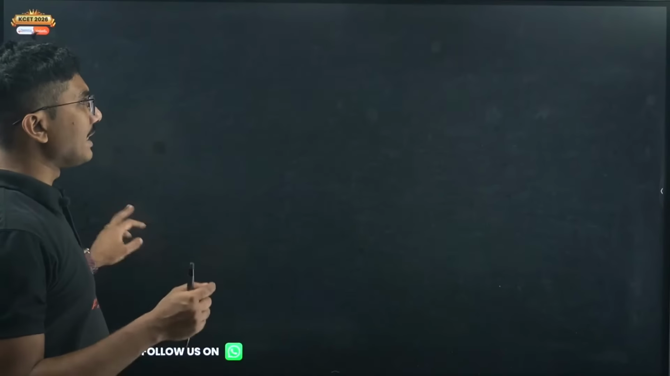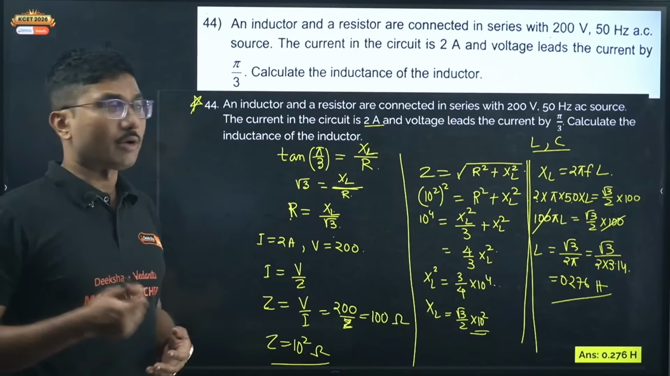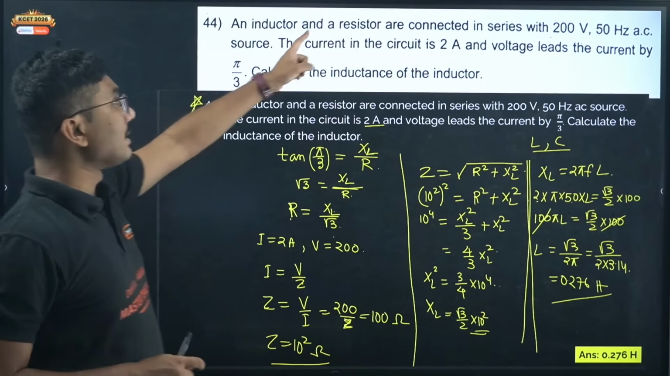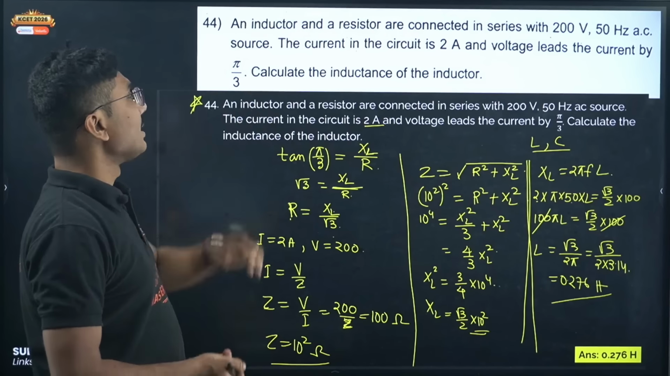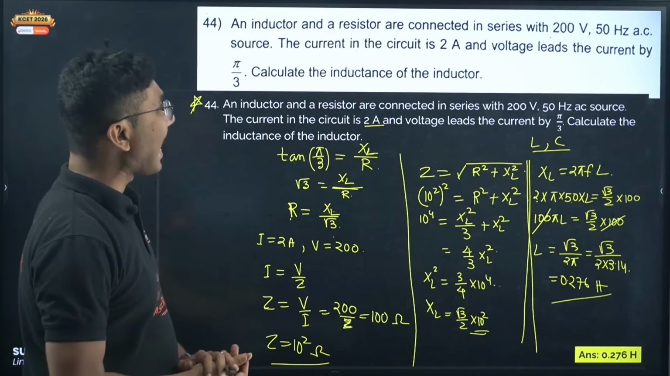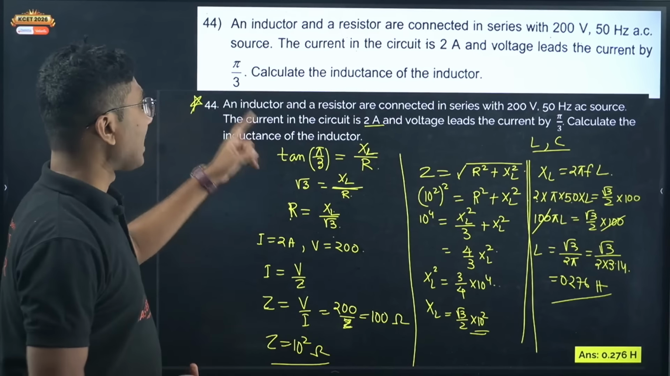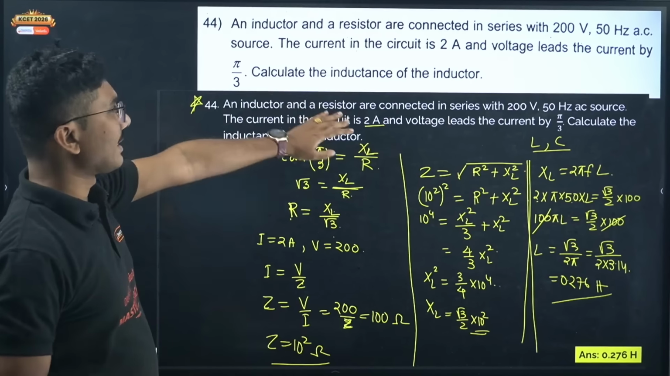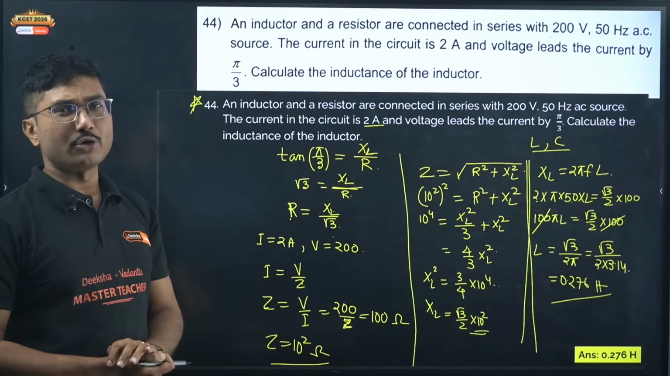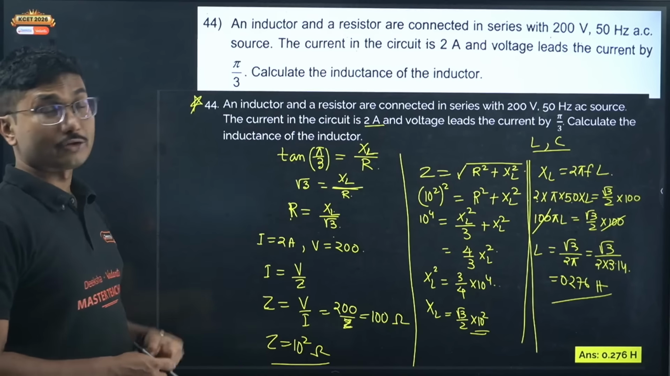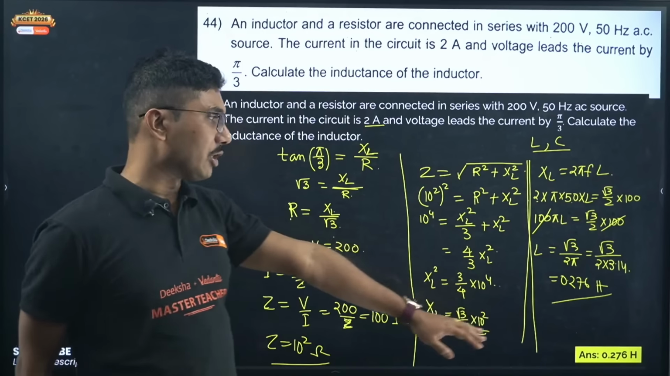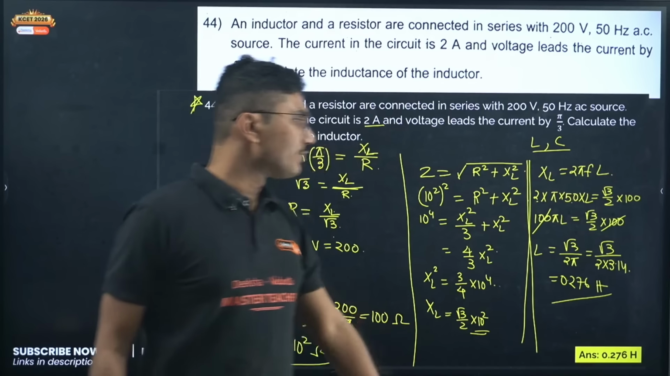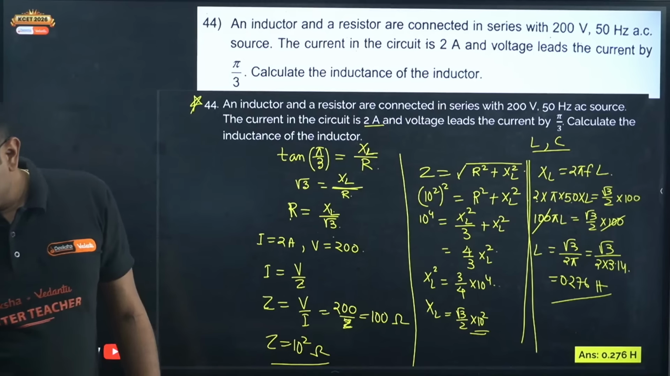Even though the question was tricky, this came from NCERT. An inductor and resistor connected in series with 200 volt 50 Hz AC source. The current in the circuit is 2 ampere and voltage leads the current by pi by 3. What is the inductance of the inductor? This came exactly from your third model paper, the exact same question. Okay, if you have seen my 3-1 model paper, you should have answered 0.276 Henry.